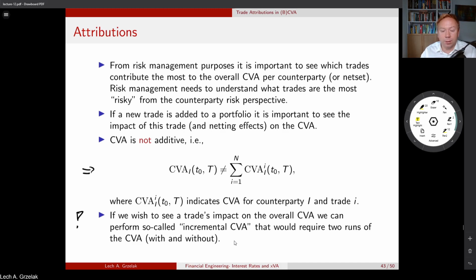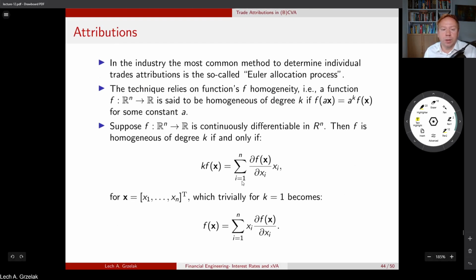And of course, now the objective here is to find a way to decompose CVA, or let's say xVA, because this will also hold for DVA and FVA, into a summation of individual CVAs, such that overall they will agree. So the portfolio level and the sum of individual ones would agree. The methodology that we are going to apply to achieve that is the so-called Euler allocation process, and that relies on homogeneity of a function. There's a function property called the function's homogeneity.